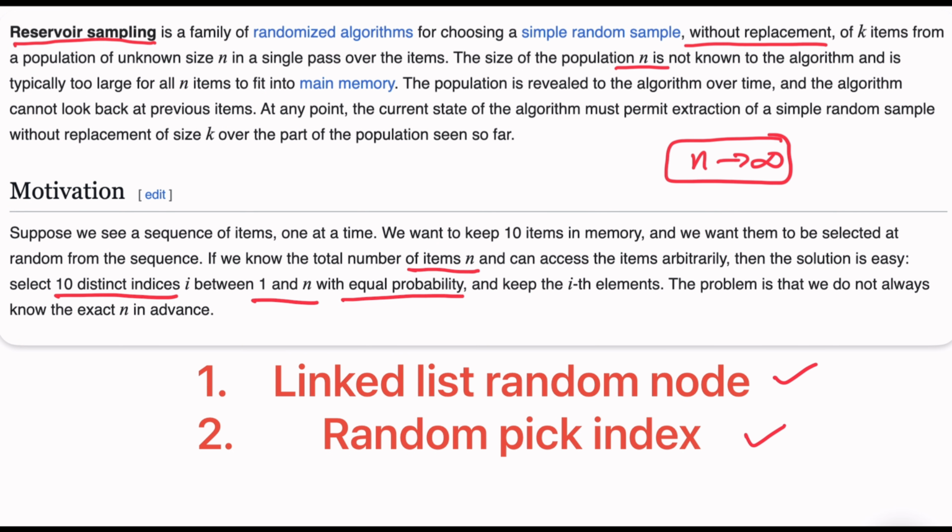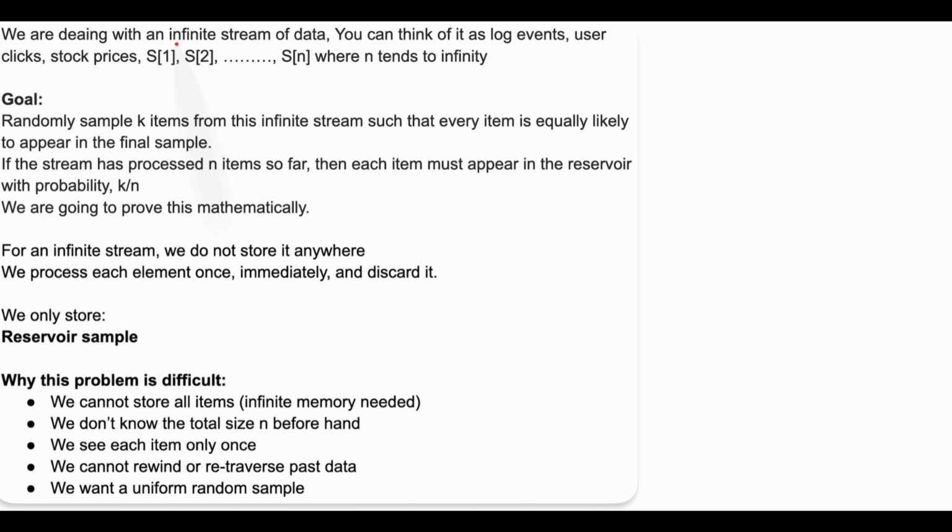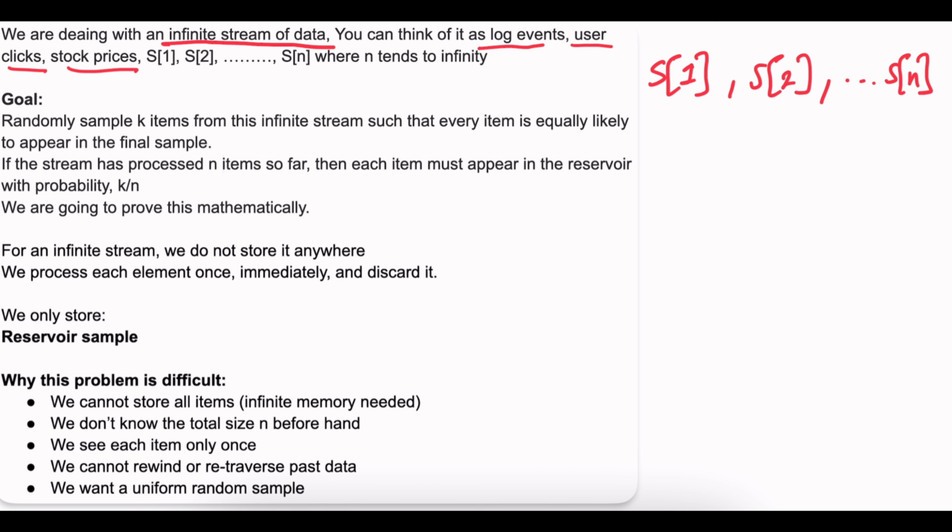So let's try to understand reservoir sampling using a famous algorithm, Algorithm R. In reservoir sampling, we are going to be dealing with an infinite stream of data. In the real world, you can think of it as log events, user clicks, or stock prices. So we have this incoming data, and let me represent it as S1, S2, and all the way till Sn. We are using this n so that it becomes easier to explain reservoir sampling, because n tends to infinity and it won't be possible to draw infinite items.